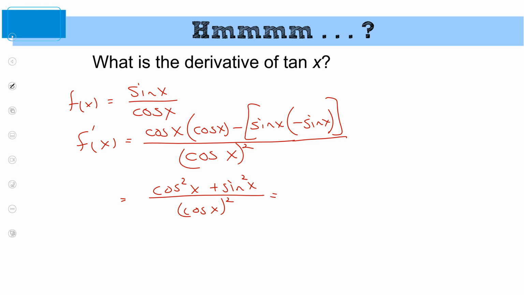All right, give it to me. What's cosine squared plus sine squared? 1. Almost done, kids. What's the fancy schmancy name for 1 over cosine quantity squared? Secant squared. And we're done.